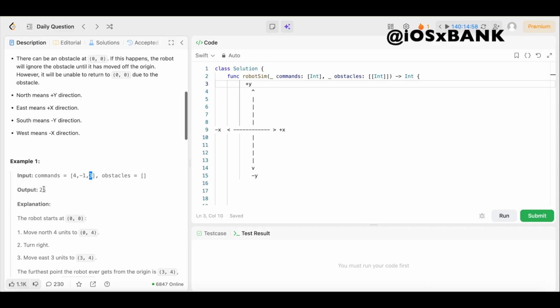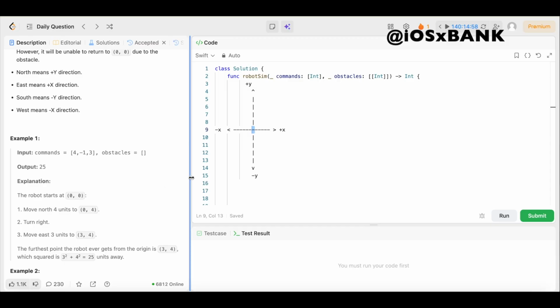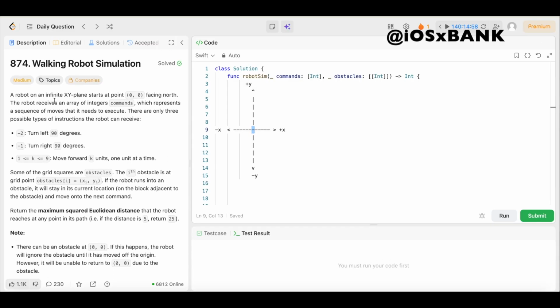In example 1, we have our input commands equals an array of integers 4, -1, and 3. Obstacles is blank, so there are no obstacles. The output is 25. The robot starts at (0, 0). So this right here is (0, 0). It's going to move. Remember, it says up here it faces north. So boom, we start at (0, 0) facing north.